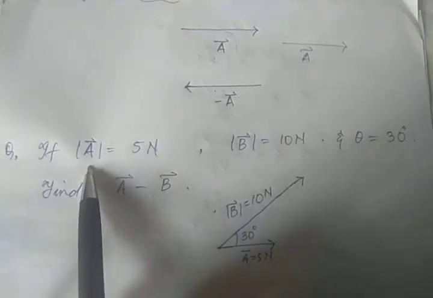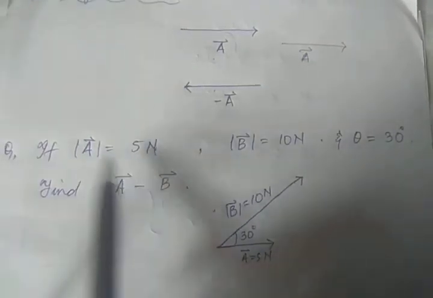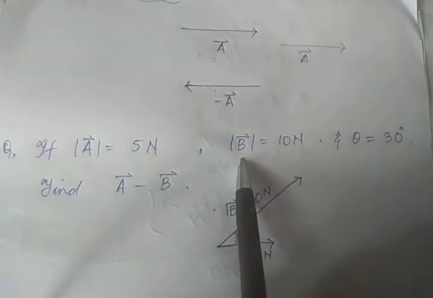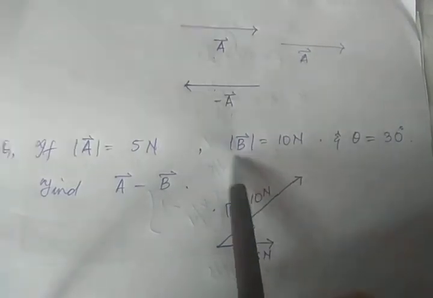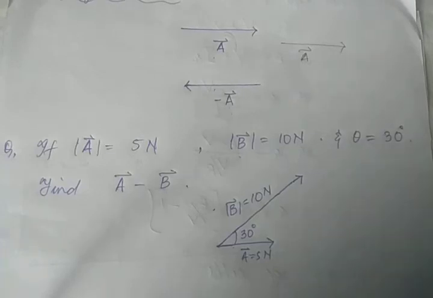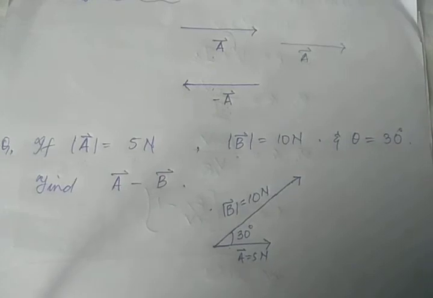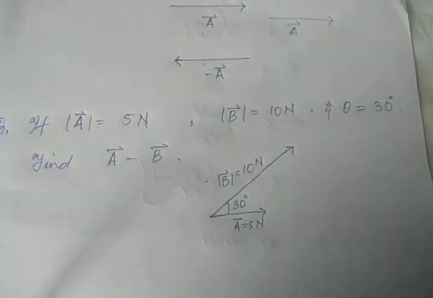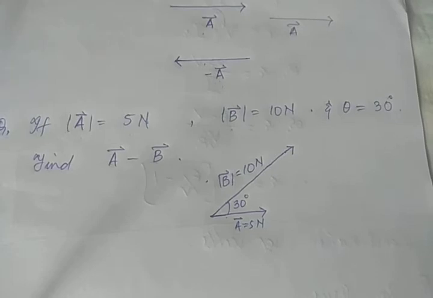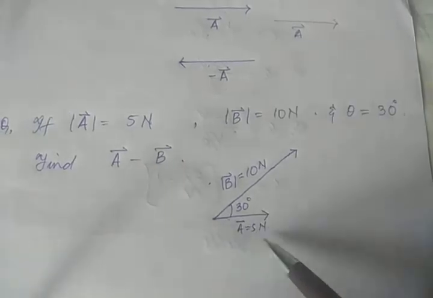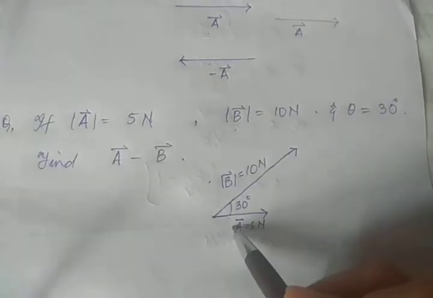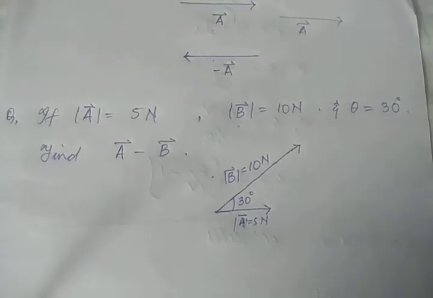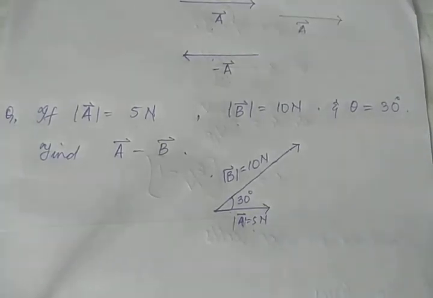If a vector A has magnitude 5 newtons, which means this is a force, and magnitude of vector B or force B is 10 newtons, and the angle is theta, which is 30 degrees, find A minus B. That is what the question is saying. So this is vector A of magnitude 5 newtons, modulus of A is 5 newtons, and this is vector B, modulus of vector B is 10 newtons, the angle of inclination between them being 30 degrees.